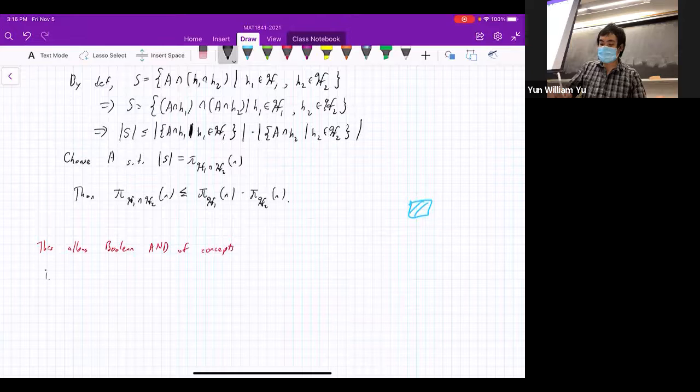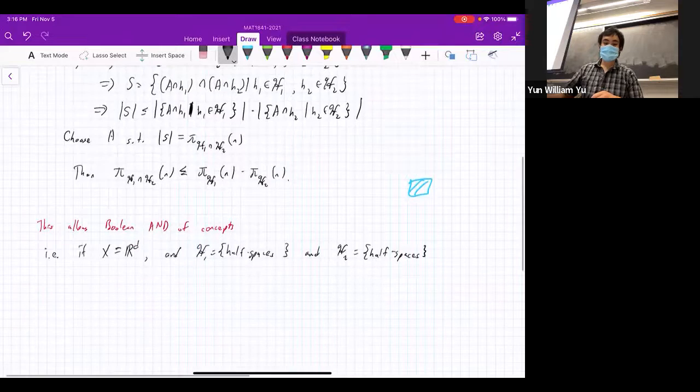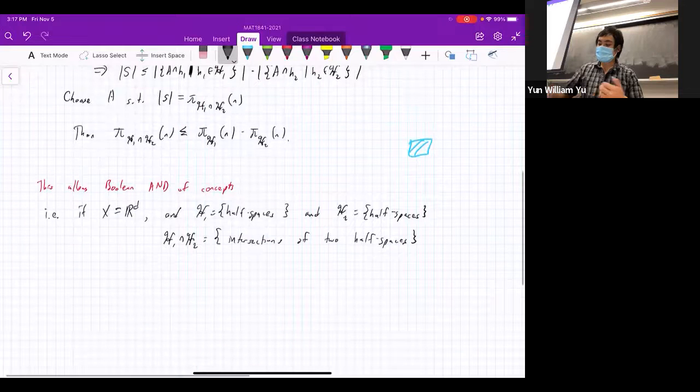Another example, to give a slightly more mathematical one: if X is equal to R to the d, and H1 is equal to the set of all half spaces, which we worked on a lot last time, and H2 is also the set of all half spaces, then H1 intersect H2 is equal to the set of all intersections of two half spaces, because it's just being in half space 1 and being in half space 2.